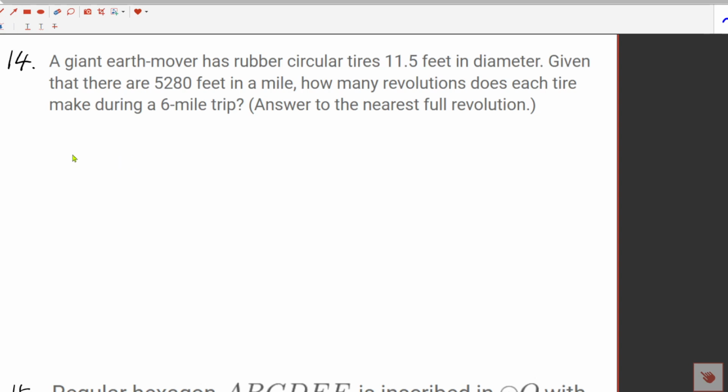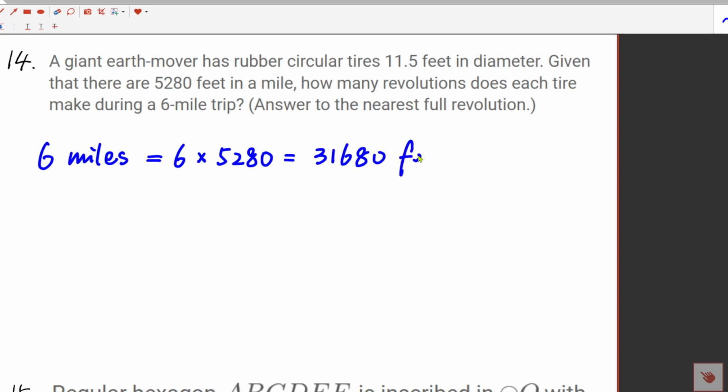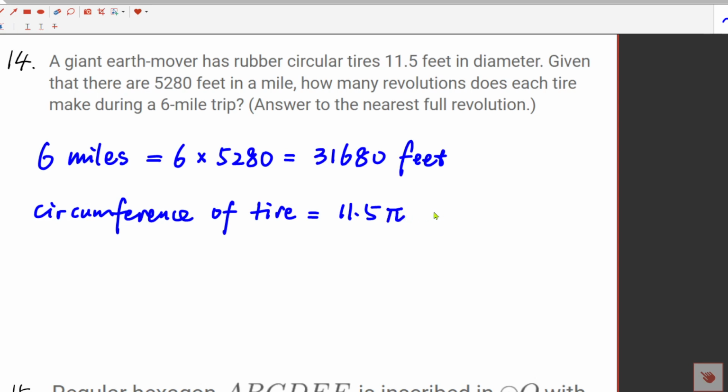Okay, in this question, we know that 6 miles equals 6 times 5280, which is 31680 feet. In each full revolution of a tire, the earth mover moves a distance equal to the circumference of the tire, right? So first of all, the circumference of the tire is 11.5 pi feet.